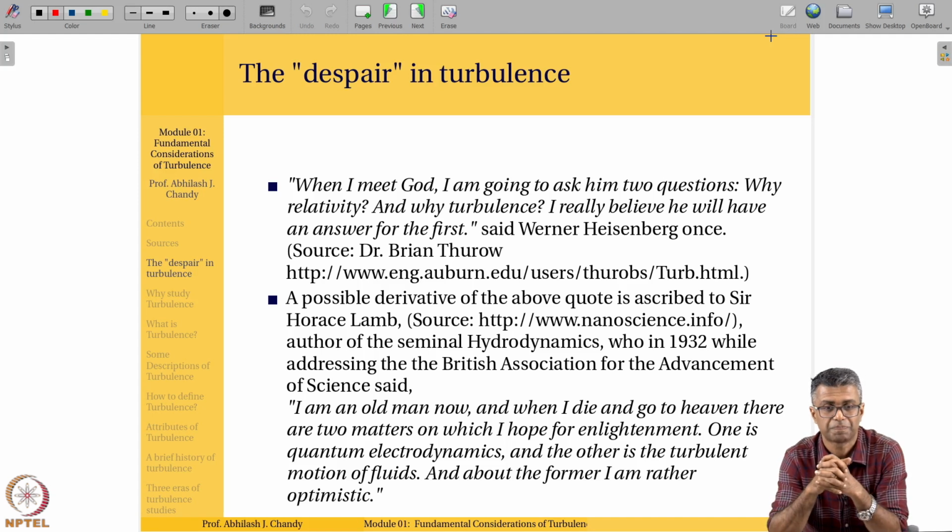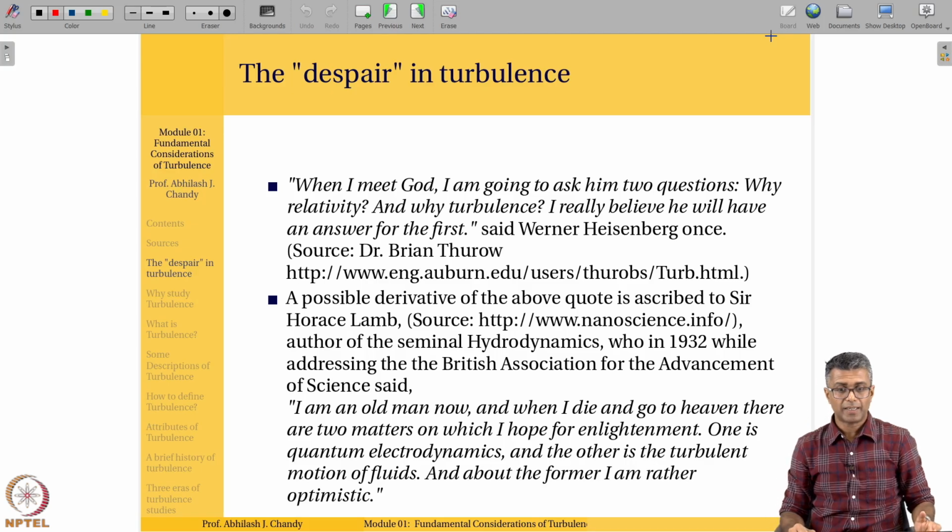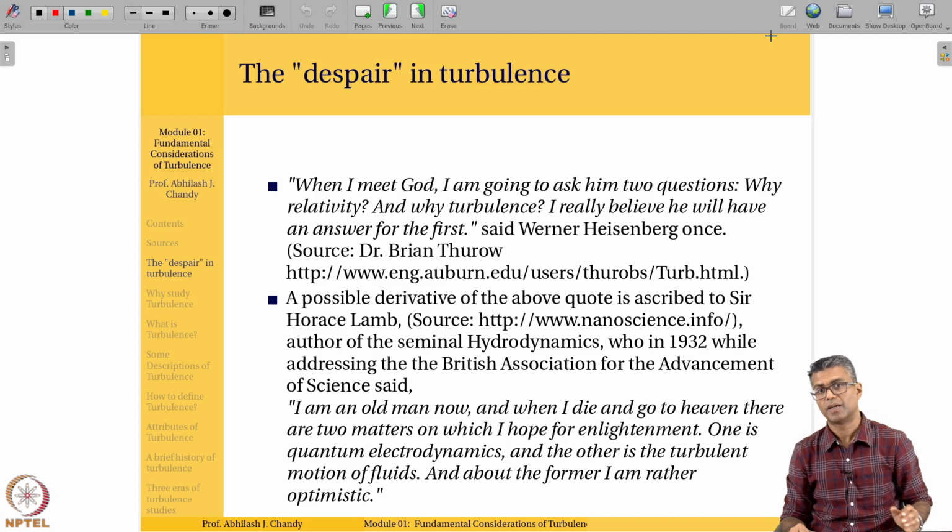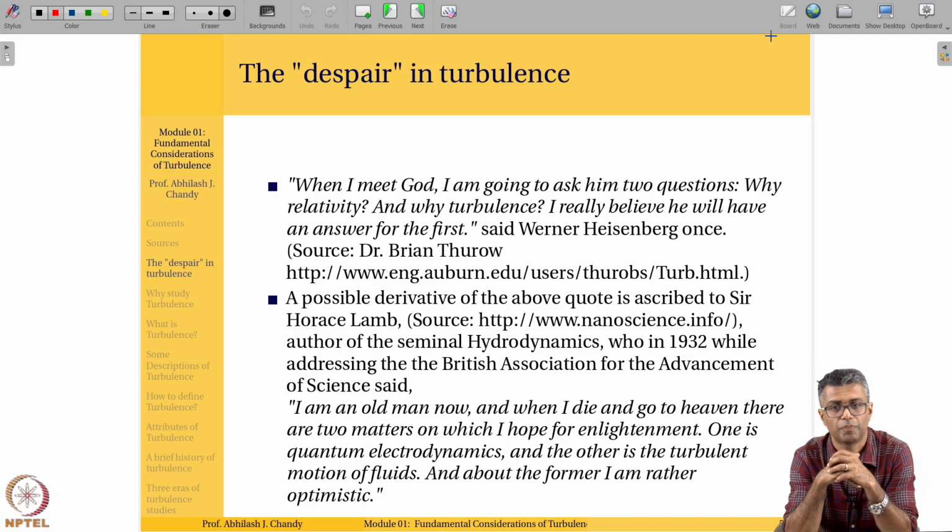Another quotation is from Horace Lamb, a possible derivative of the above quote, right? Horace Lamb, who was the author of the seminal hydrodynamics book, in 1932, addressing the British Association for the Advancement of Science, said, I am an old man, and when I die and go to heaven, there are two matters on which I hope for enlightenment. One is quantum electrodynamics, and the other is turbulent motion of fluids. And about the former, I'm rather optimistic. So it's a very similar quote to what Heisenberg said, but expressing, in another way, the despair in turbulence.